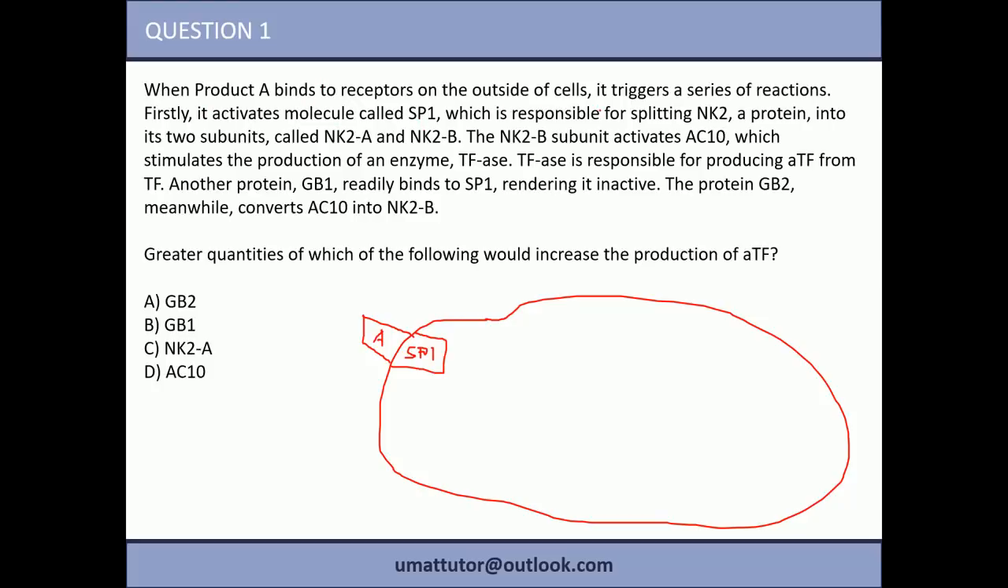SP1, which is responsible for splitting NK2, a protein, into two subunits, NK2A and B. So I'm just going to put an arrow here to NK2. So I'll put NK2, and then it says that splits NK2 into its two subunits. So I'm going to say that from here we split NK2 into two subunits. One of them will be NK2A, the other one will be NK2B.